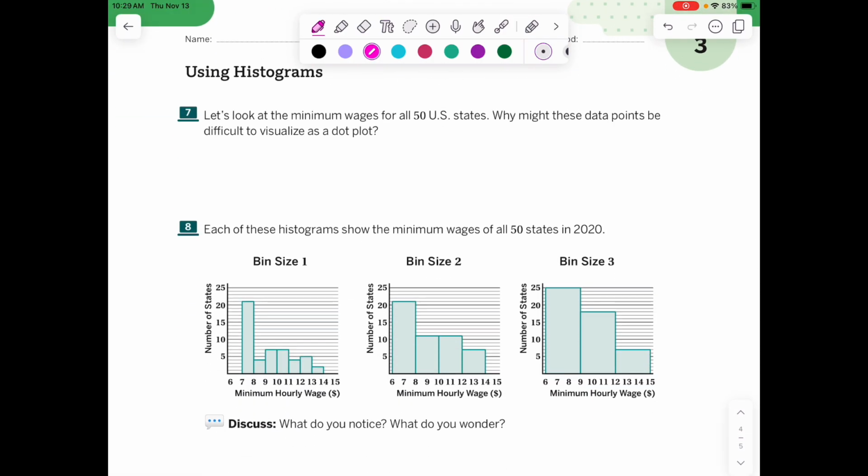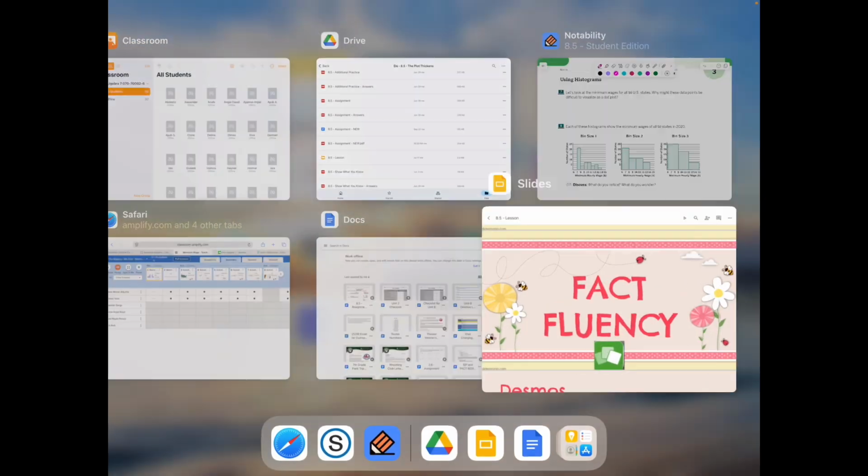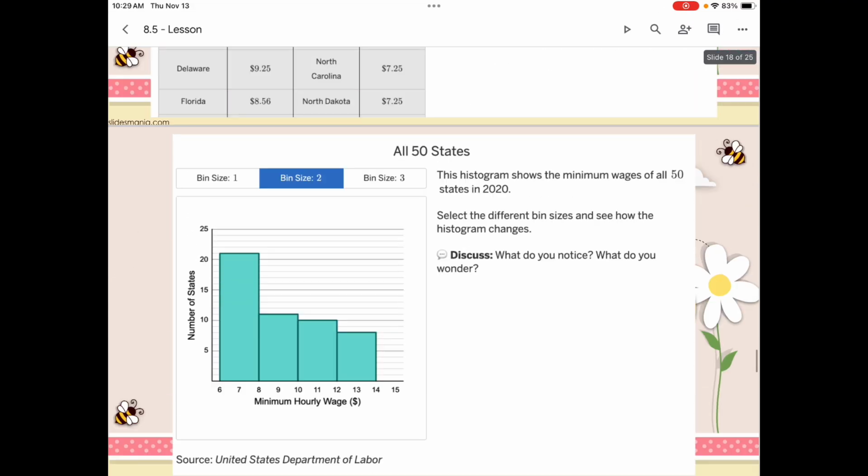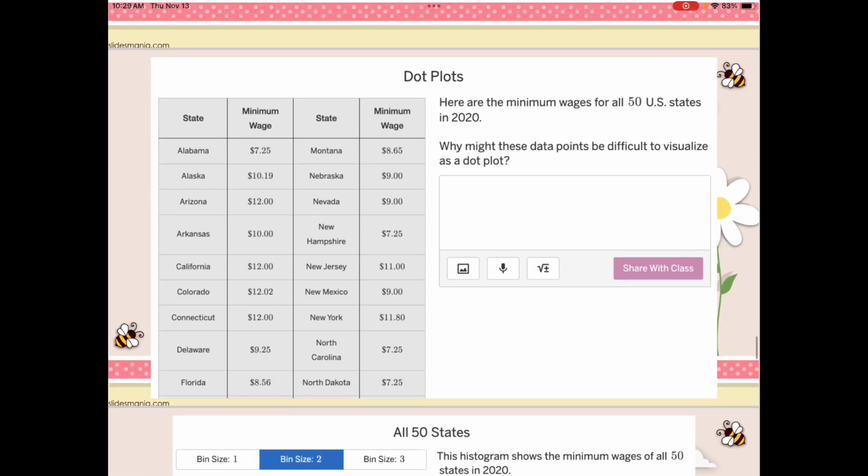Slide 7, let's look at the minimum wages for all 50 states. Why might these data points be difficult to visualize as a dot plot? So if I go back here, I believe I have it written in here, all the different 50 states. So this is just a little snapshot. This is not all of them because it couldn't fit. Is it easier to look at it in a table or is it easier to look at it in a histogram or a dot plot?